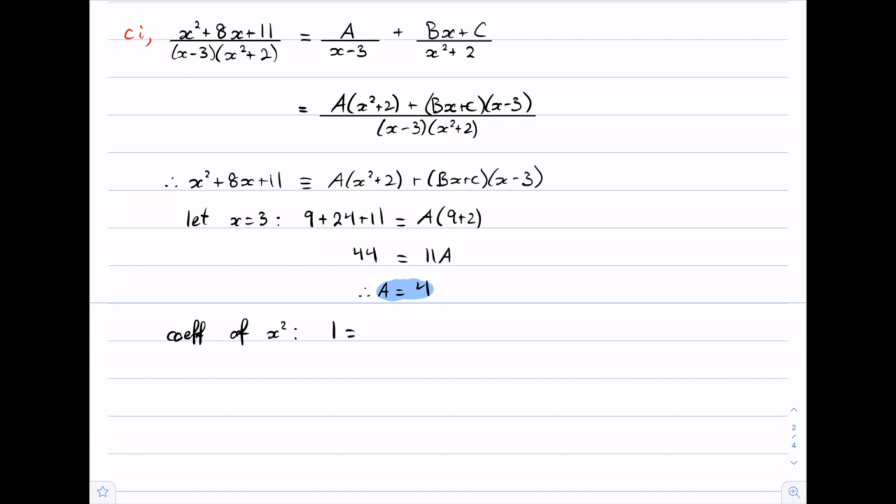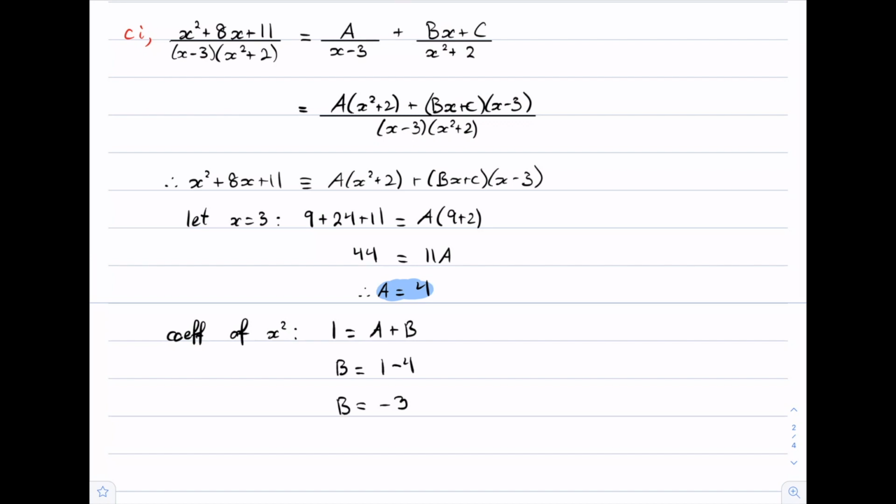On the right-hand side, we have an x squared here, so the coefficient of that is a, and we just worked out what a was, that was equal to 4. But we also can get an x squared term by bx times x. That would give us bx squared, so the coefficient there is b. If we rearrange for b, we get b equals 1 minus a, but remember we just worked out a to be equal to 4, so this is 1 minus 4, which is equal to minus 3. So there's our value for b.